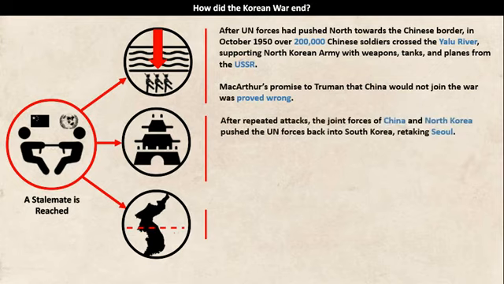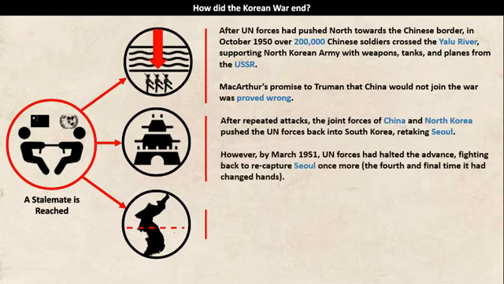Now, after repeated attacks by China, the joint forces of China and North Korea pushed the UN forces back down into South Korea, and they retook Seoul, the capital of South Korea. However, by March 1951, UN forces had halted this advance, fighting back to recapture Seoul once again, and this was the fourth and final time it had changed hands, showing how closely fought the center of the Korean Peninsula had been throughout this conflict.